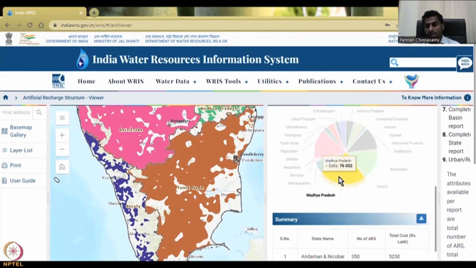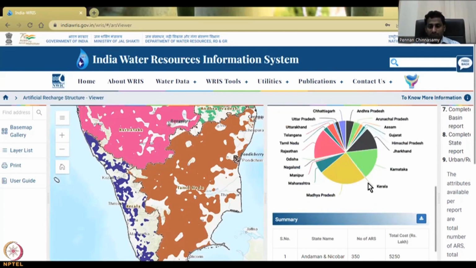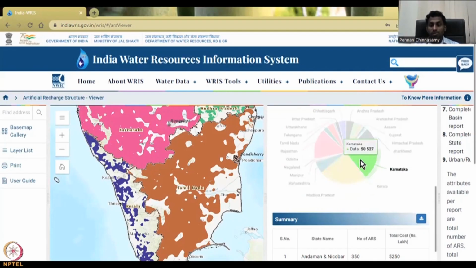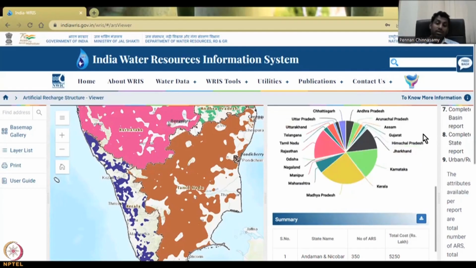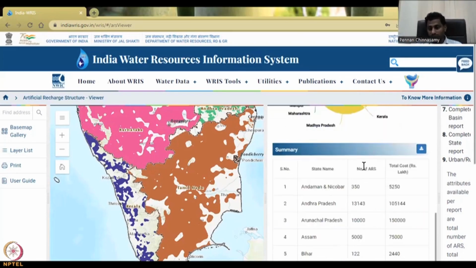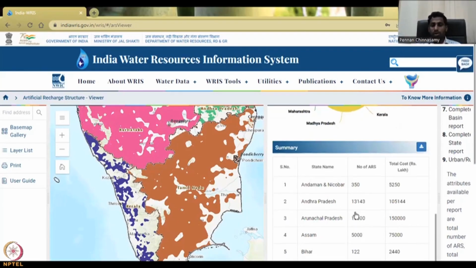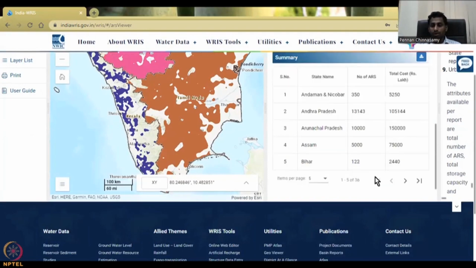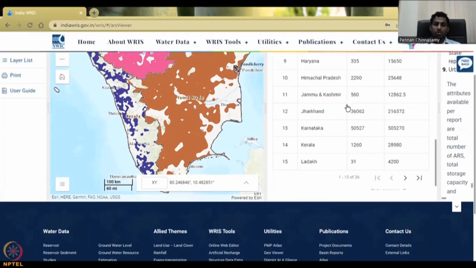So you can see Madhya Pradesh has put a lot. Kerala is very small, 1,000 around. Karnataka has the next highest, 50,000, whereas Madhya Pradesh has 76,000. Rajasthan, all these dry belt areas where there is a lot of agriculture happening, you could see a lot of these recharge structures. Then you could see in lakhs where and how much it is being put down. If you come down further, you could go to the particular state you want to look at.